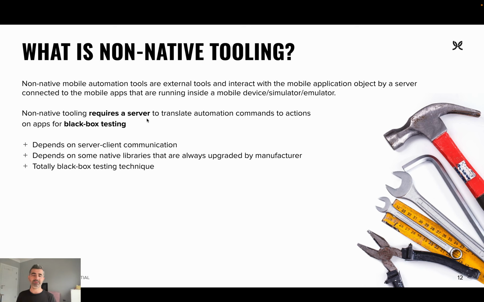First one is the HTTP server in between your application and automation solution, and also those non-native solutions require native libraries. And those native libraries come with the application, which means that the non-native solution also uses the native solutions. Shortly, the native solutions that non-native toolings use are Espresso and XCUITest.